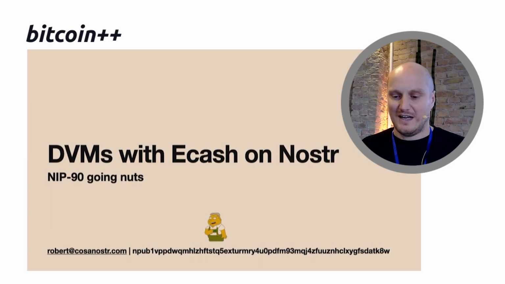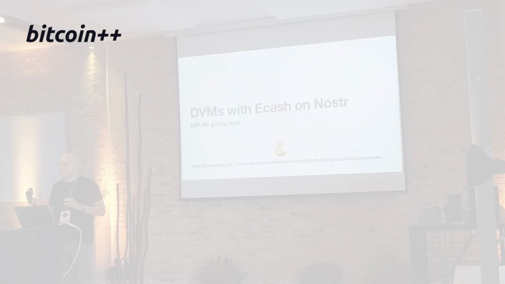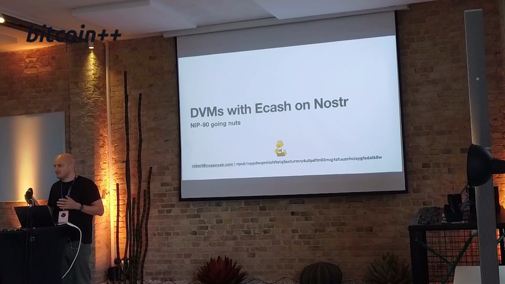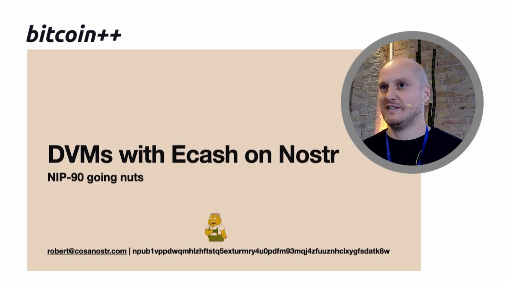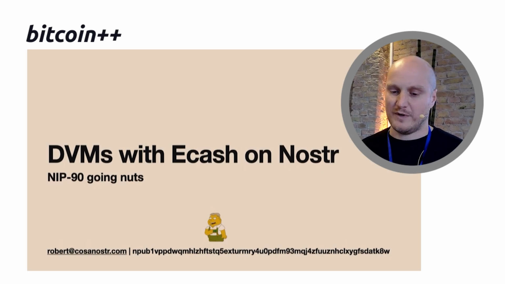All right. I was really inspired by Bob Scully's talk yesterday about the future of payments on the internet, potentially using ecash, especially the part about equipping agents with means to pay. So I thought one way to go about this would be using data vending machines with ecash on Nostr. Data vending machines are defined in NIP 90.